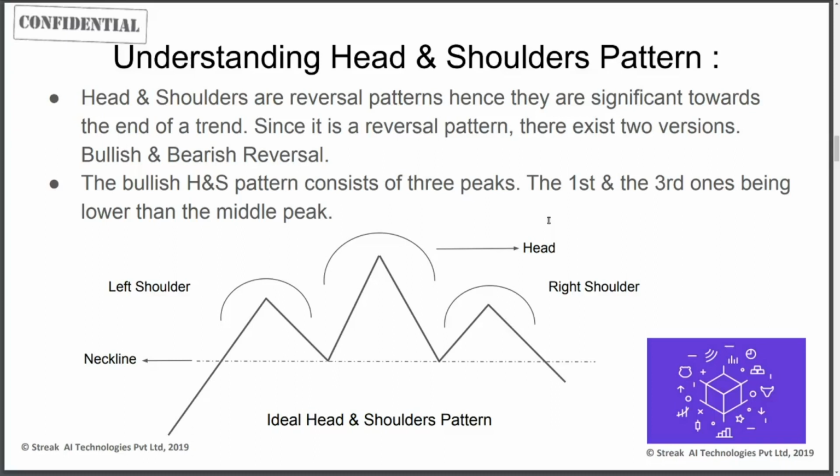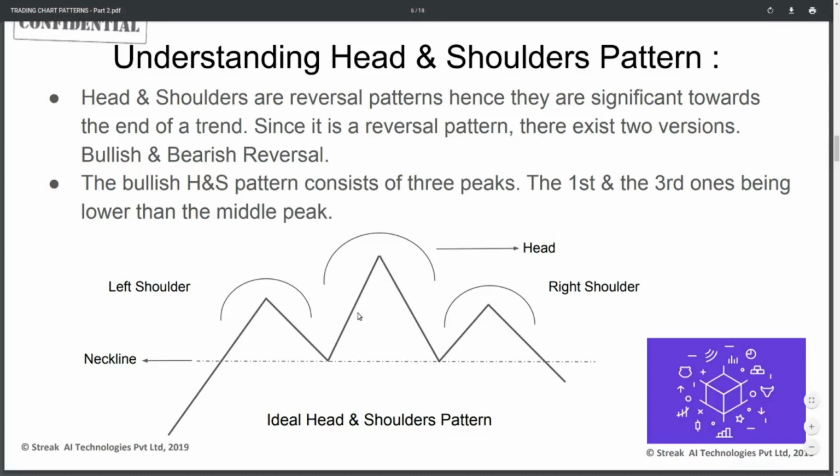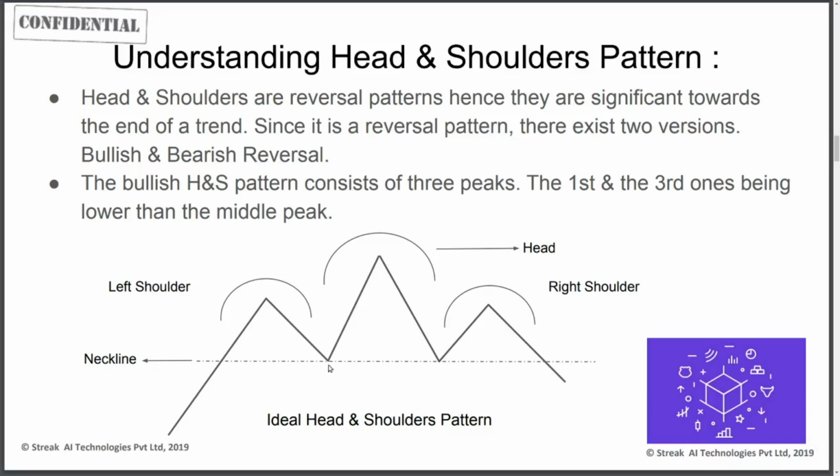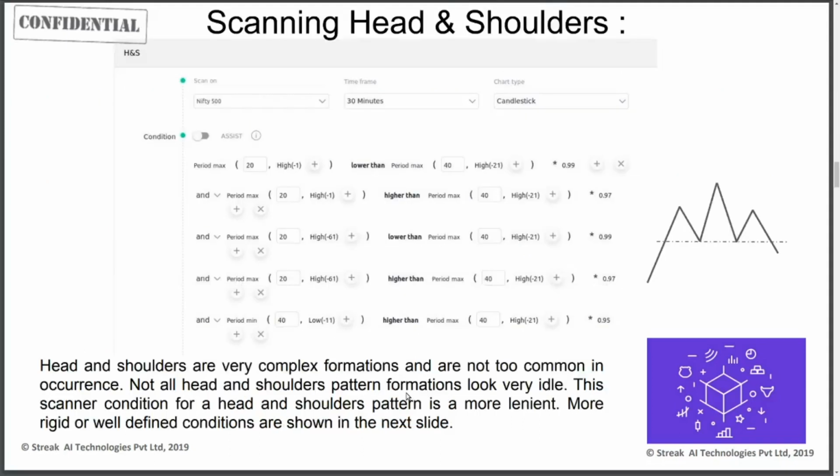So the head and shoulders pattern consists of three peaks. The first and third peaks here, as pointed by my cursor, are the left shoulder and right shoulder, and the middle one is the head, naturally trying to indicate a person. And then there's a neckline, where the lows sort of match. So this is an ideal head and shoulders pattern. Very hard to come by, but this is how it looks.